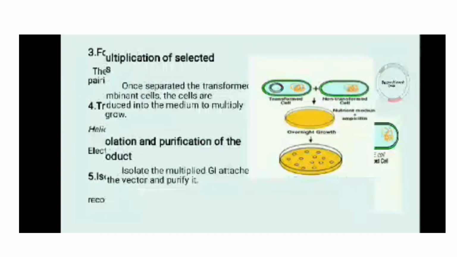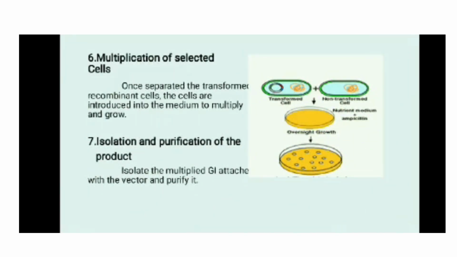Step 6. Multiplication of selected cells. Once the recombinant cells are separated, multiply the cells in culture media to replicate more copies of the DNA fragment. Step 7. Isolation and purification of the product. Isolate the gene of interest and purify the product for further use and storage.